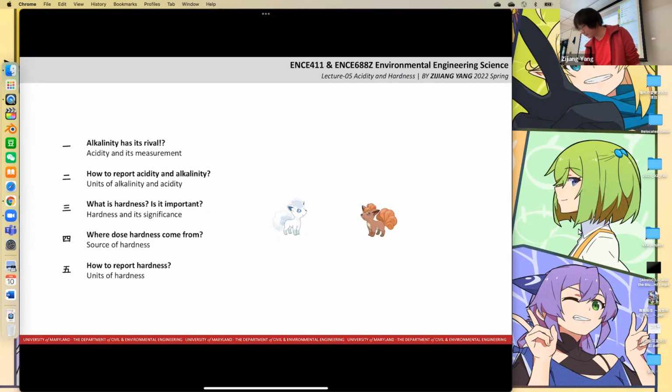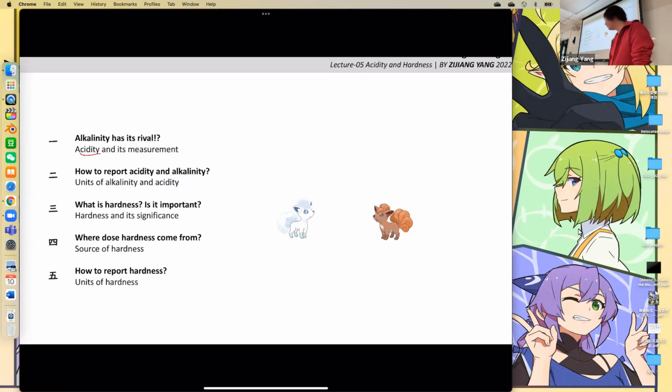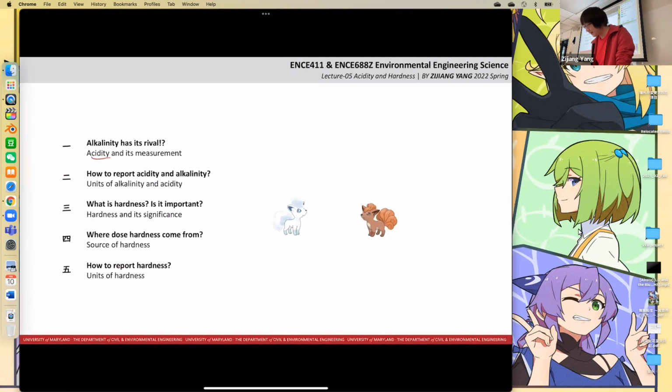So first, I would like to introduce the one that is similar to alkalinity, which is acidity. And then I'm going to talk about how to report acidity and alkalinity, especially for the unit and some of the calculations. And then I'm going to talk about hardness, the definition and its significance. And then the source of hardness. And finally, we are going to talk about the units or some of the calculations of hardness.